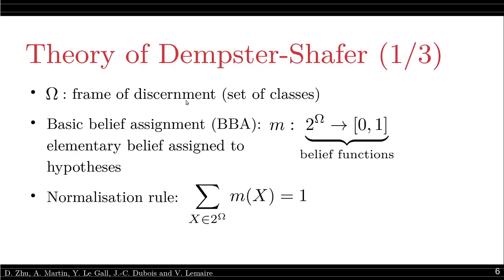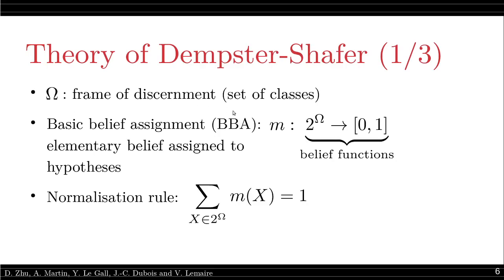In the theory of Dempster-Shafer, there is a set called the frame of discernment. It contains every elementary hypothesis of the problem, and in our context of classification, it would be the set of the different classes. We will call it omega.